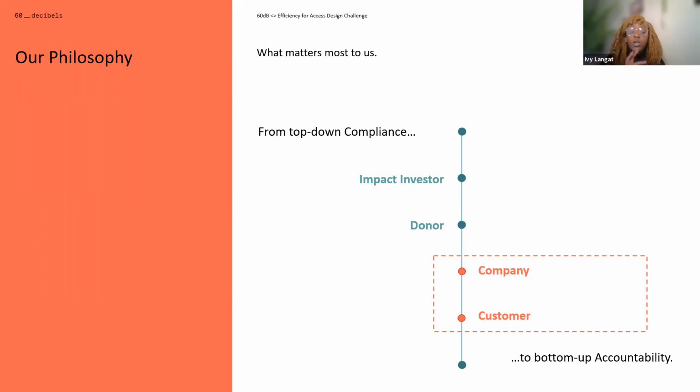One of the most important things of moving from top-down compliance to bottom-up accountability is that it changes the focus of these measurements from proving impact, so how many people are you reaching? Are you reaching men or women? Just proving things that are important to investors or donors, to improving impact. So how can we improve the experience and impact that the end users are able to experience as a result of your product or service? How to do this is what we're going to chat about over the next few minutes.